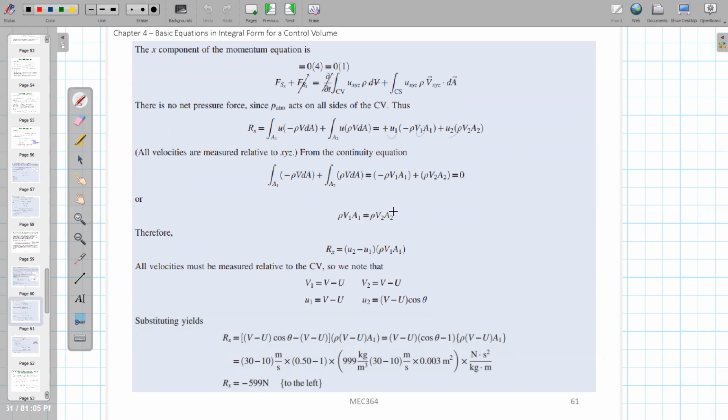Okay, we can calculate the V2 through mass conservation. Because of mass conservation, the summation of your inlet mass flow and outlet mass flow should be equal to 0. That is the conservation of mass, and you have this correlation here. And because A1 and A2 are the same, we assume that A1 and A2 are the same.